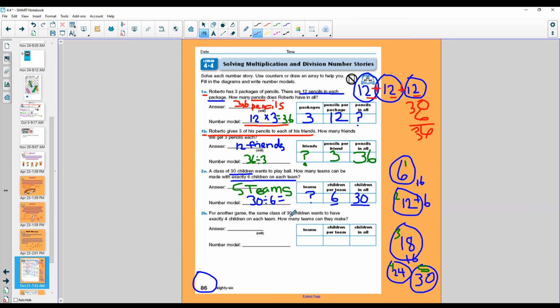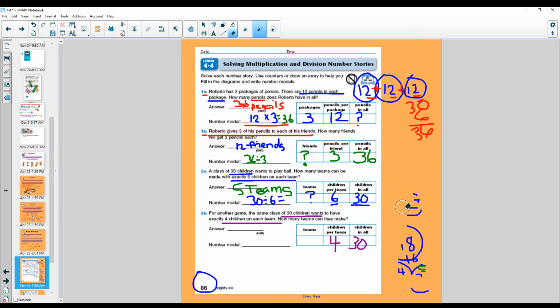For another game, the same class of 30 children, so we still have 30 children, okay, want to have exactly 4 children on each team. Now they decided, nope, we're not going to have 6 people on the team. Not a lot of people got to play, and it wasn't fair. We can all relate to that, right? So we're looking at now how many teams can they make if they have 4 children on each team. So this time we're taking 30 children, and we're going to divide them onto 4 children on each team. So this time, instead of counting by 6s, we're going to count by, you got it, 4s.